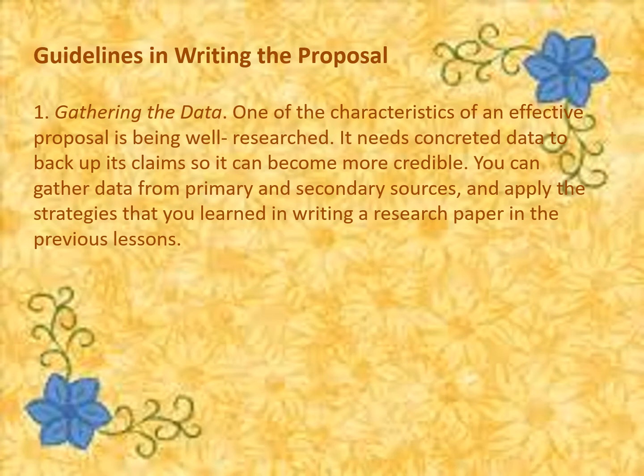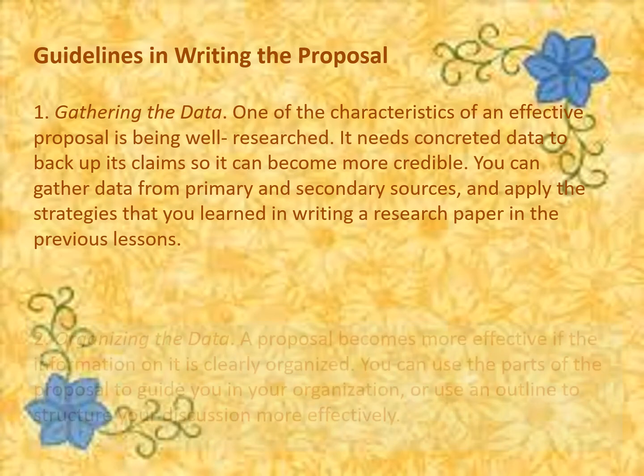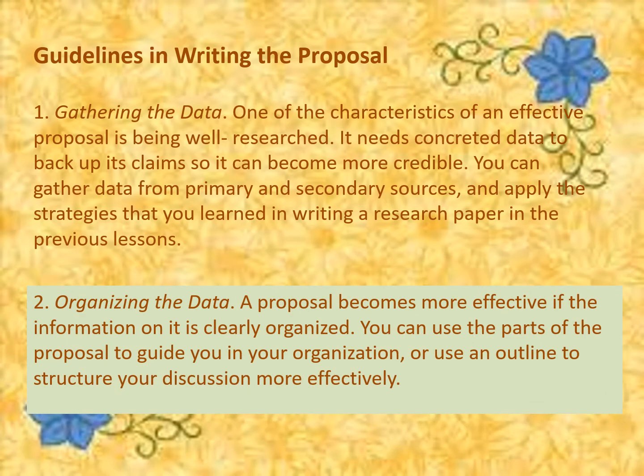You can gather data from primary and secondary sources and apply the strategies that you learned in writing a research paper in the previous lessons. Number 2, of course, organizing the data. A proposal becomes more effective if the information in it is clearly organized. You use the parts of a proposal to guide you in your organization and use an outline to structure your discussion more effectively.